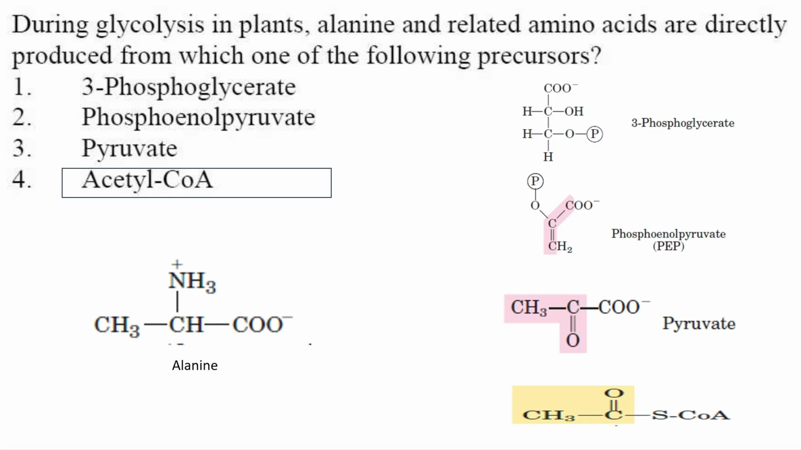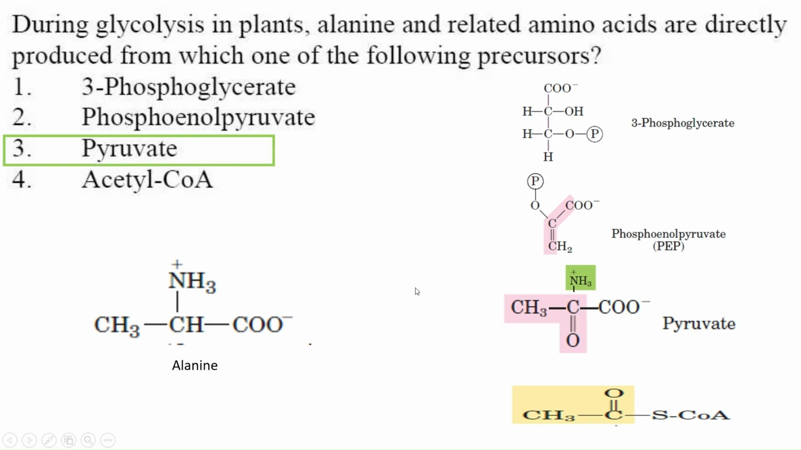Now, if we add an amine group to pyruvate, we can get alanine. Obviously, it will also undergo reduction, but the closest is pyruvate. So, in this case, the answer will be option 3, pyruvate.